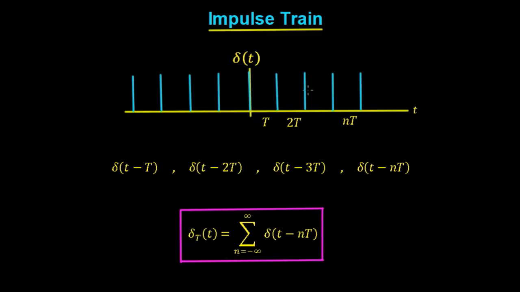From this one over to there, that's going to be a distance of 2T, and so on and so forth up to nT. And in the opposite direction here will be minus T, minus 2T, minus nT.